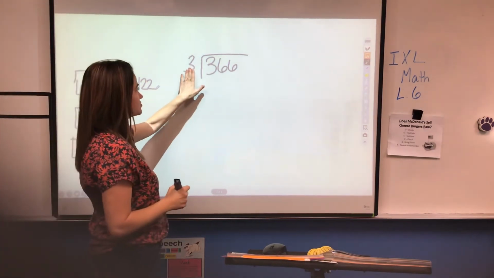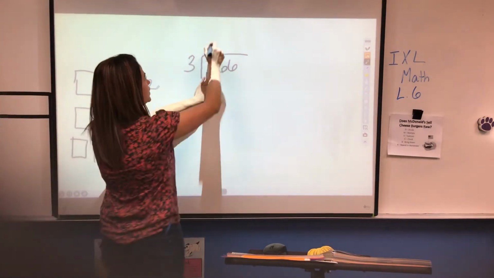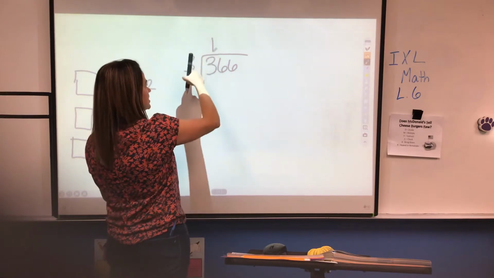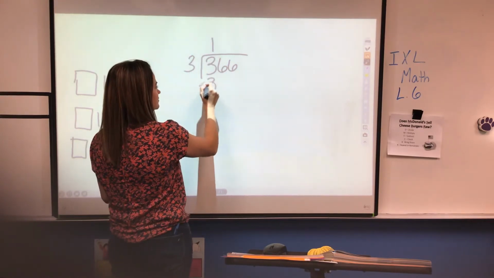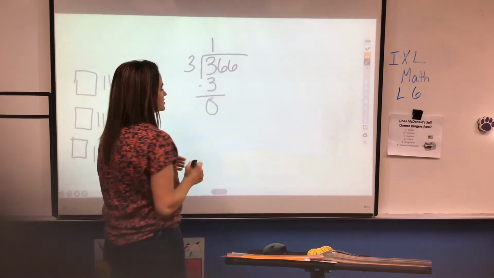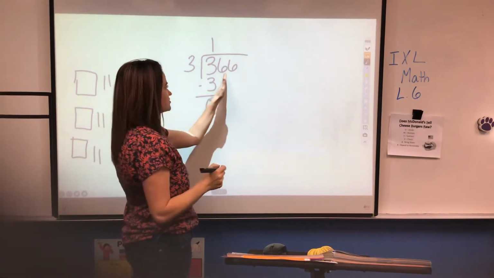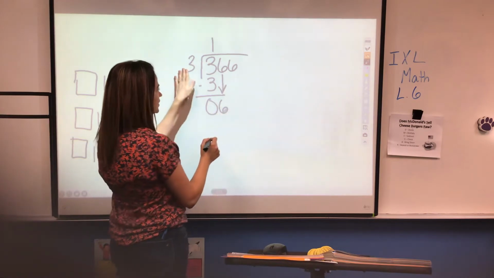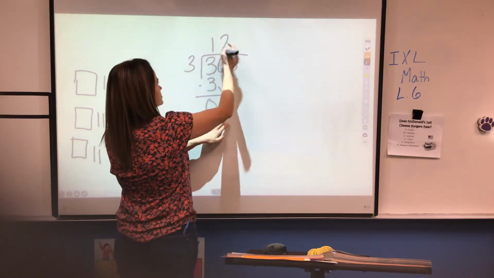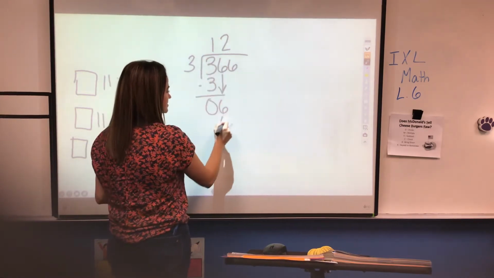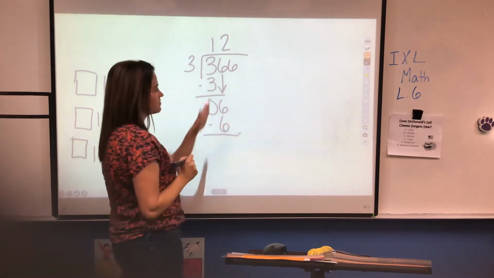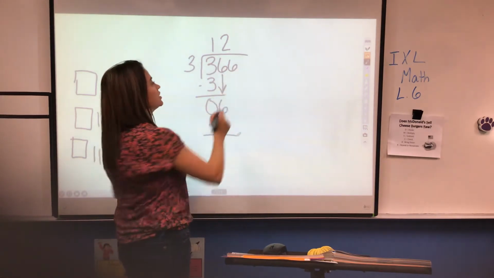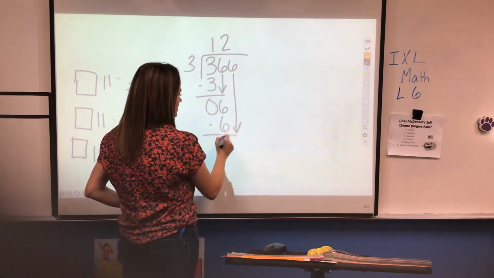So let's look at the division problem. 3 divides into 3 one time. 1 times 3 is 3. You get 0 after you subtract. Now you can't just be done here. You have to bring down the next number, which would be 6. 3 divides into 6 2 times. 2 times 3 is 6. I can't just be done there. I still have one more number. I have to bring that 6 all the way down.